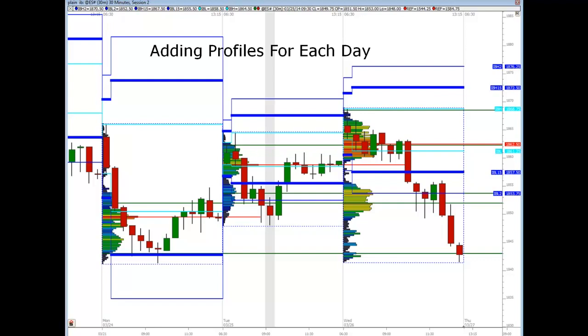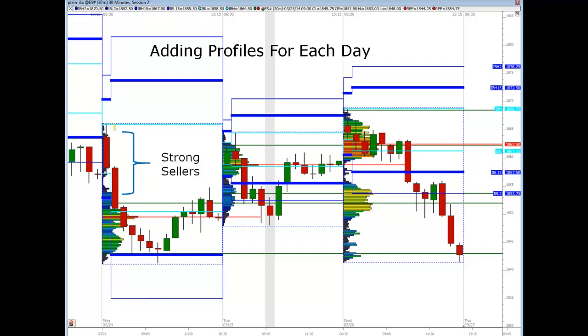So on this chart, each of the different days that you see has its day profile in addition to the initial balance levels. Having the profile on the chart will show us some very interesting observations and will help to illustrate the power of the IB lines in tandem with profile analysis.